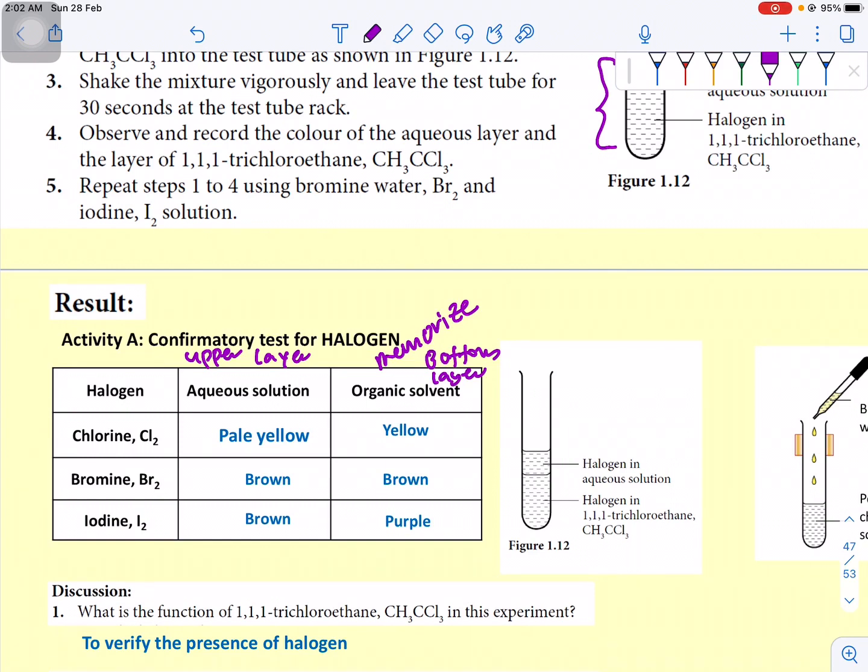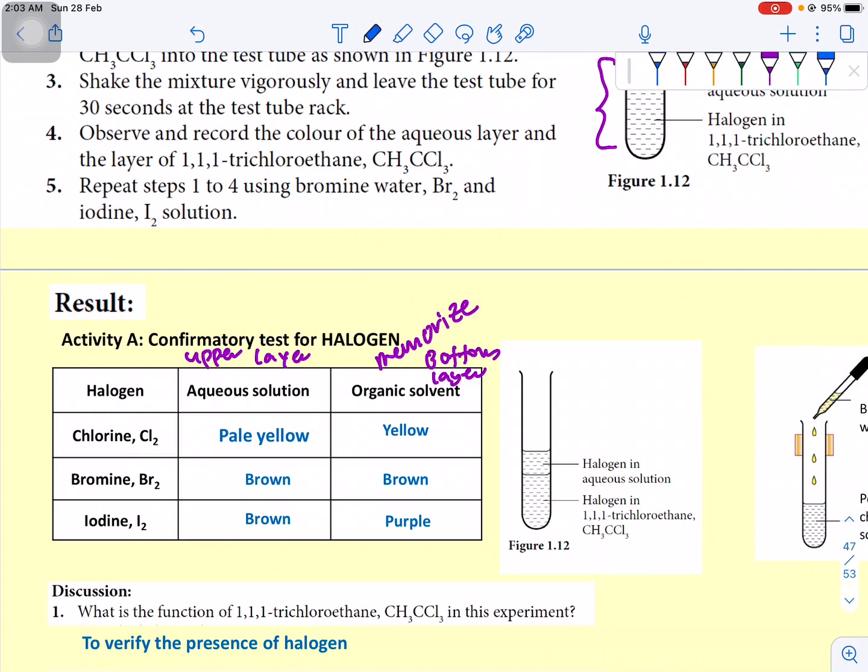Okay, if we have bromine as our halogen, the color will be brown for the upper layer and the bottom layer also brown. If iodine, brown and purple. Even though it is brown and brown, because the organic solvent is a bit more viscous, the brown color will be much darker than in aqueous solution.